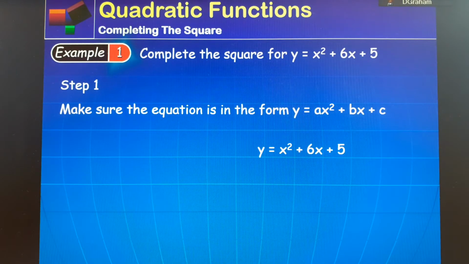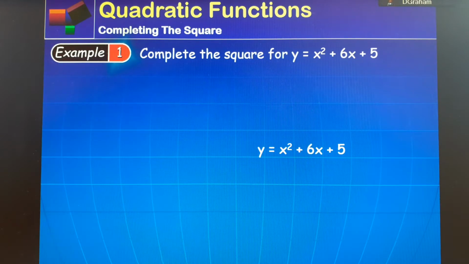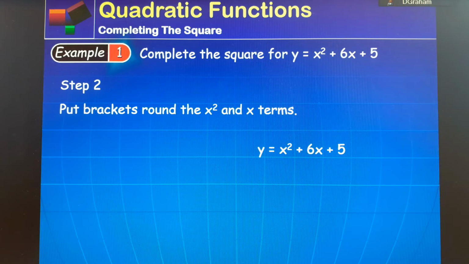So this one's fine. This is just like a typical National 5 question, so hopefully you'll find this as revision. So we put the bracket round the x squared and the x terms. Okay, so I've actually not really changed it, apart from just adding in those brackets there.